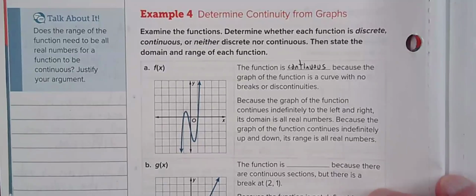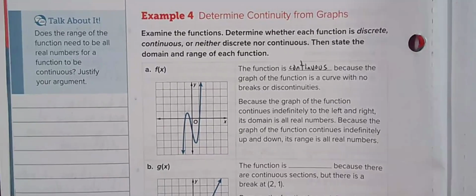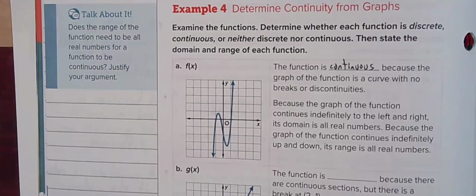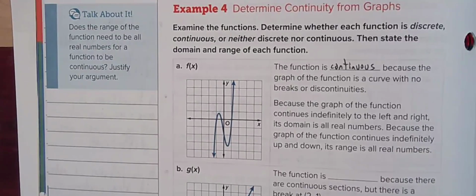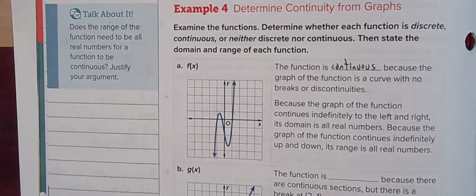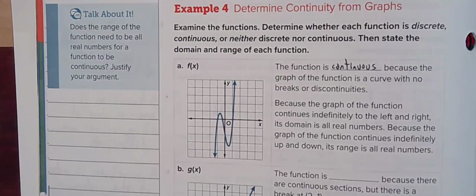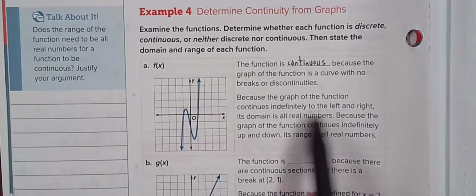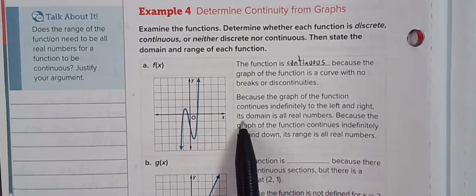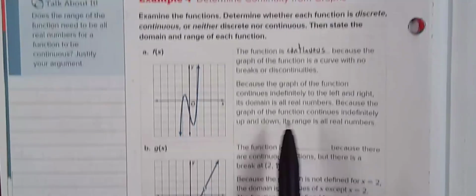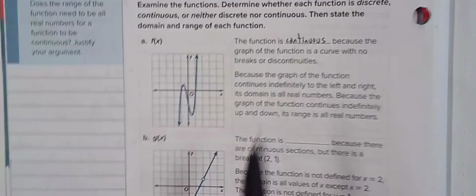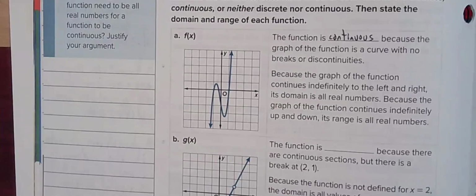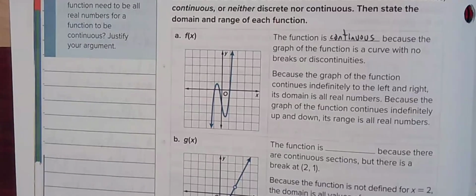Because the function continues indefinitely to the left and the right, what would the domain be? It goes all the way negative and all the way positive. What's the domain? All real numbers. Any number is possible for the domain. And it even says that right here. It goes all the way left, all the way right. The domain is all real numbers. Because the graph of the function continues indefinitely up and down as well, that means that the range is all real numbers. So that's it for A.